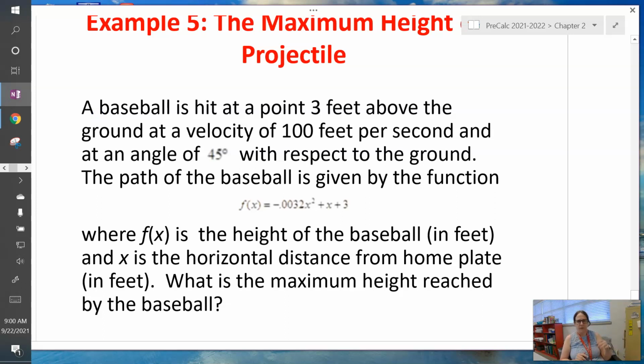All right, the next thing we're going to do, and this is a real-life situation, is the baseball. So if you can imagine at the baseball field, they pitch the ball, and then the batter hits the ball, and it's going to travel in this parabola shape. So we can use a quadratic equation to model that pathway.